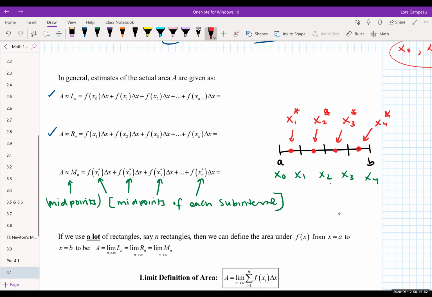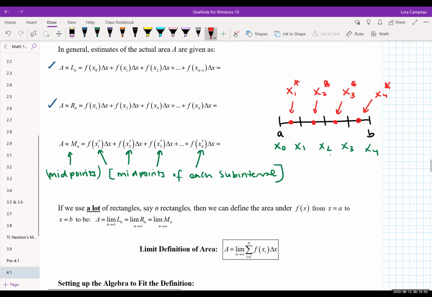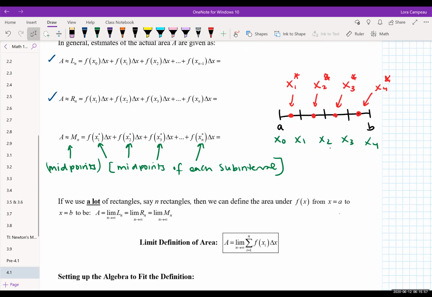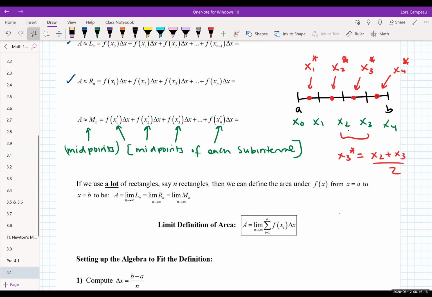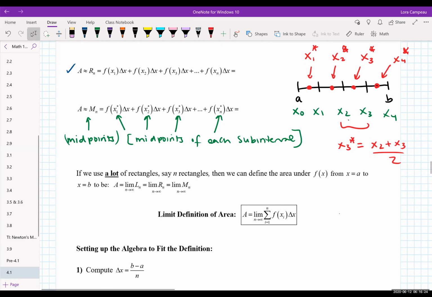How do you calculate a midpoint? Remember, you're just taking the average. You want to play with that? For instance, x sub 3 star would be the sum, x2 plus x3, divided by 2. So average, finding the midpoint. You've done that before, but feel free to explore that. There's a couple problems in your homework, and I have a feeling if you could do left and right, midpoint's not too big of a deal.